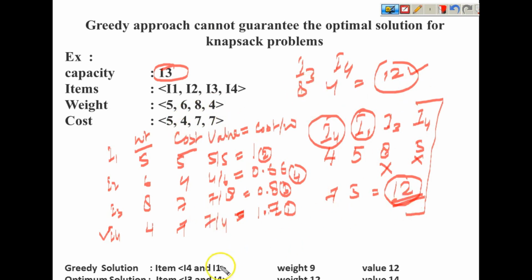So the greedy solution gives you the value 12, but the optimal solution gives you the value 14. So we can easily see here that the greedy approach does not give you the optimal solution. It may give it, but it is not guaranteed. So now we'll see the dynamic programming approach that always gives us the optimal solution.